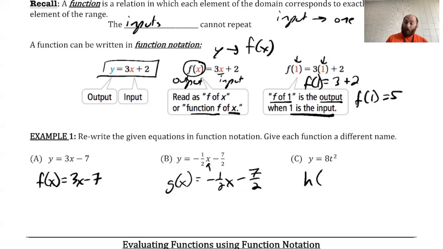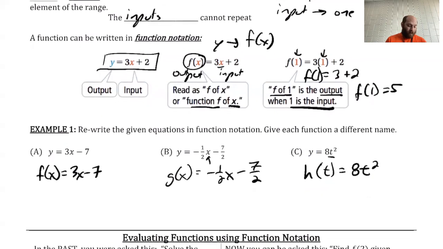However, look at my input. My input is t, so I don't want to do h of x anymore. I want to do h of t. Remember, this is related to inputs and outputs. So in this case, h of t equals 8t squared. All I did was change out the y, but I need to make sure that my inputs here match up to what the input is here. So it's always like t and t like that. So that's our first basic idea of setting up our function notation.